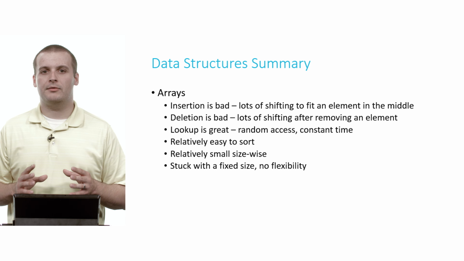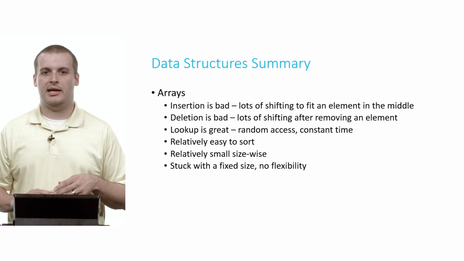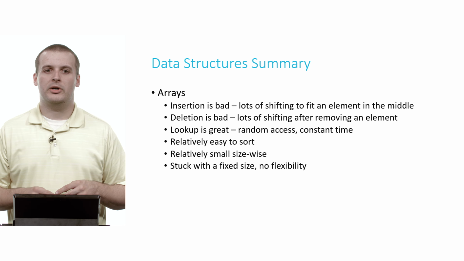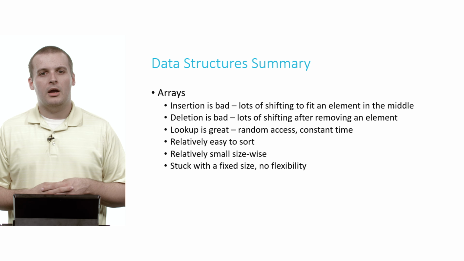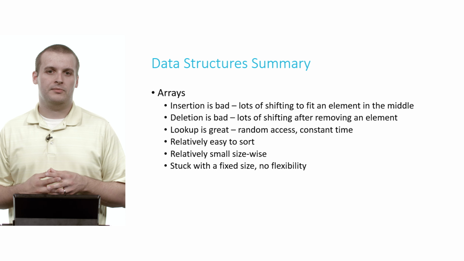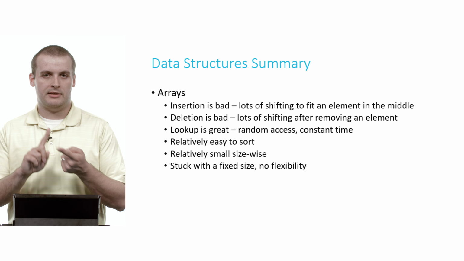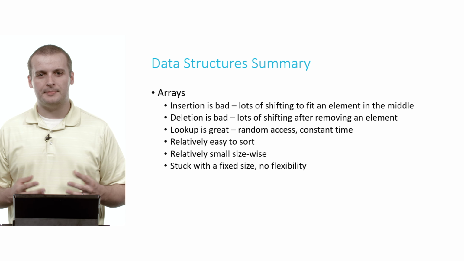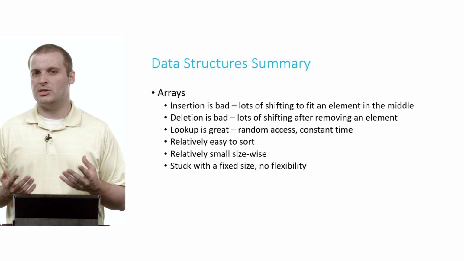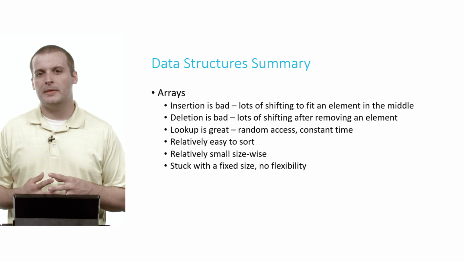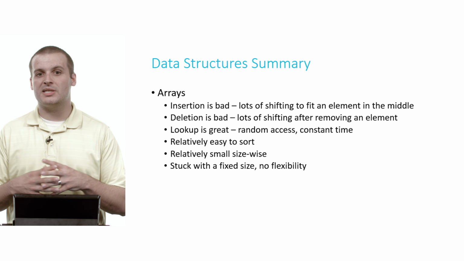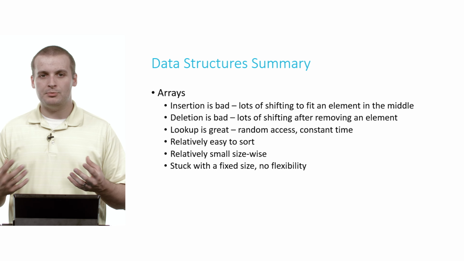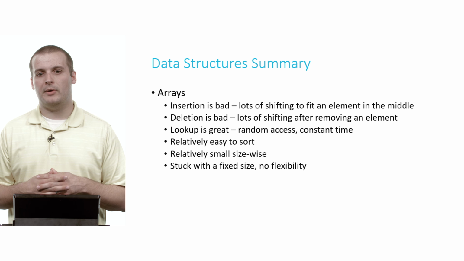Lookup, though, is great. We have random access constant time lookup. We just say 7, and we go to array location 7. We say 20, we go to array location 20. We don't have to iterate across. That's pretty good. Arrays are also relatively easy to sort, and every time we talked about a sorting algorithm, such as selection sort, insertion sort, bubble sort, merge sort, we always used arrays to do it, because arrays are pretty easy to sort relative to the data structures we've seen so far. They're also relatively small. There's not a lot of extra space.